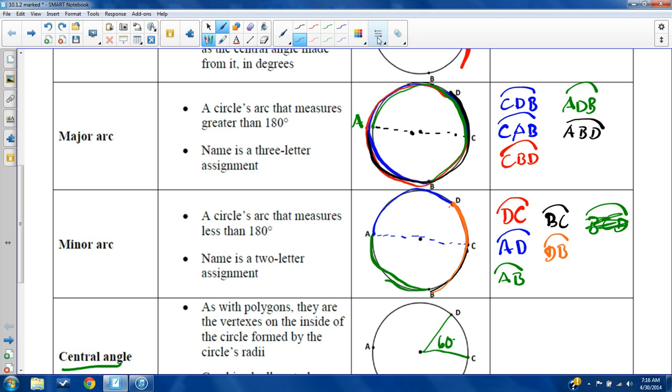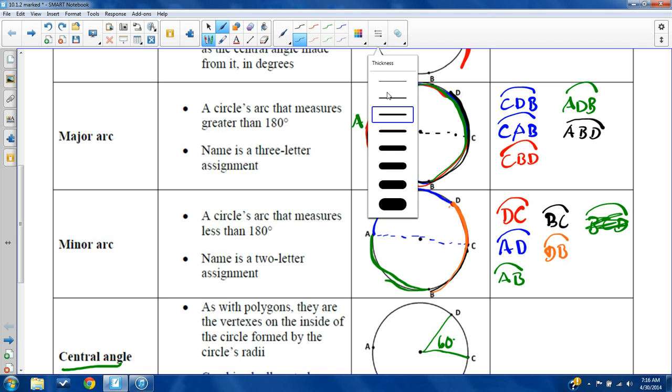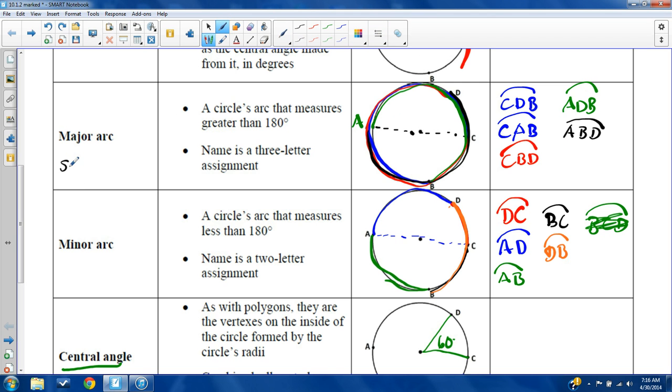Okay. Now there is one portion that I left out in this, and I want to write it in, so feel free to do this as well. Semicircles. That is a measure of 180 degrees exactly. So while the major arc is greater than 180 and the minor arc's less than 180, something like AC right here is exactly 180. So that's a major arc, and that's a semicircle.